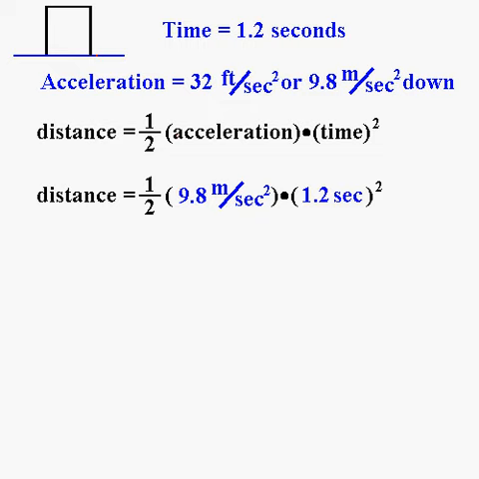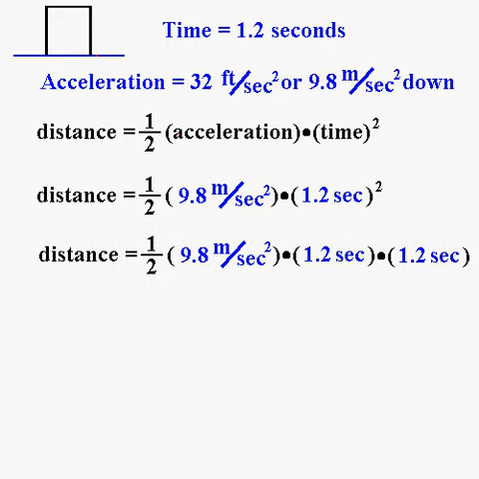All right, now we have to evaluate this equation. First, we have to deal with the square. Remember what a square means. It means you just multiply the number by itself. So 1.2 seconds squared is like 1.2 seconds times 1.2 seconds. So I can rewrite this equation as distance equals 1/2 times 9.8 meters per second squared times 1.2 seconds times 1.2 seconds.